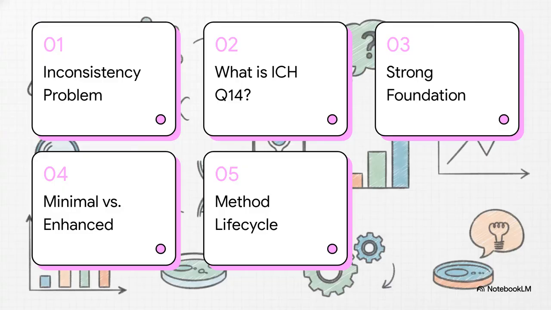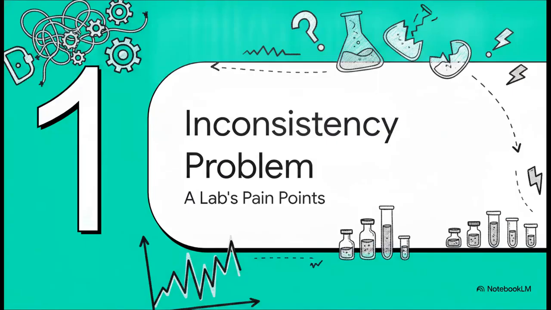Okay, let's quickly run through our agenda for today so you know where we're headed. First, the problem with inconsistency. Second, what exactly is ICH Q14? Third, building a strong foundation. Fourth, minimal versus enhanced approaches. And finally, number 5, managing the method lifecycle. Let's jump right in. All right, part 1, the problem with inconsistency.